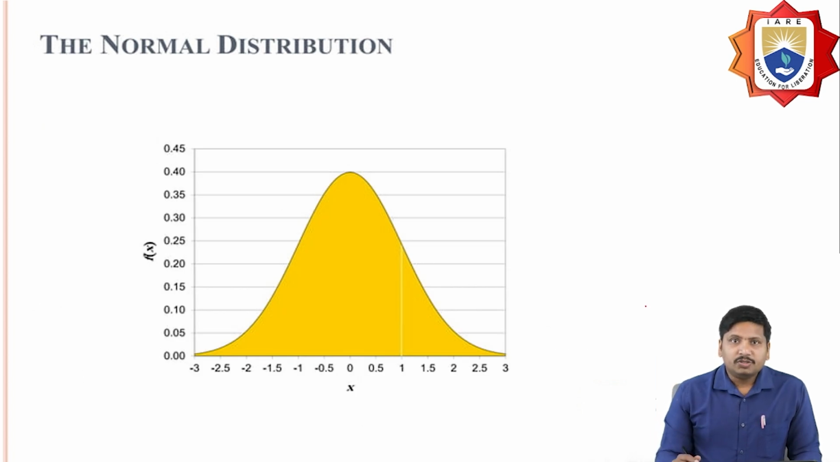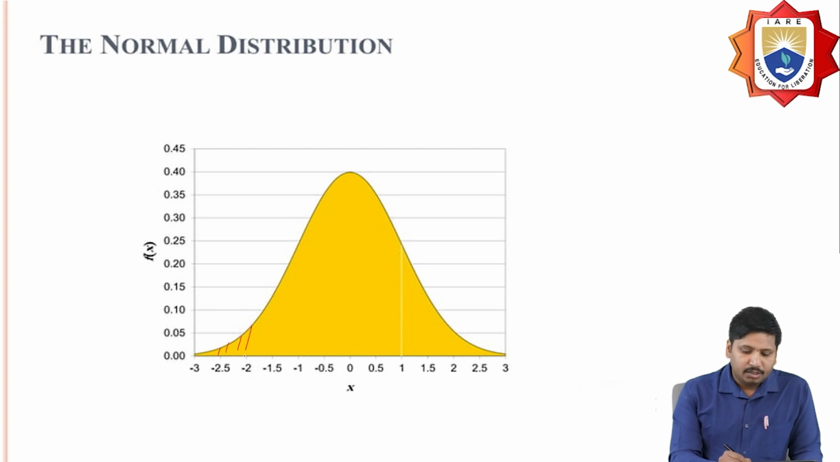The normal distribution looks like this, and the area under the normal curve is what we consider.